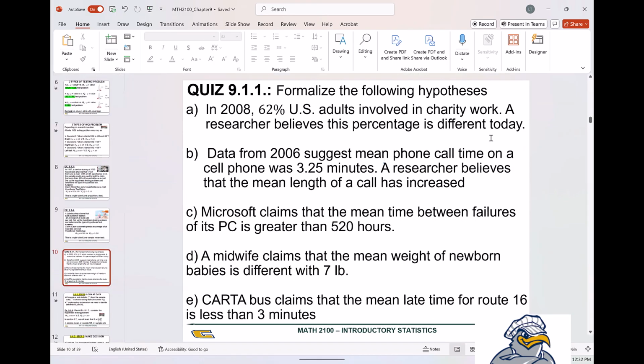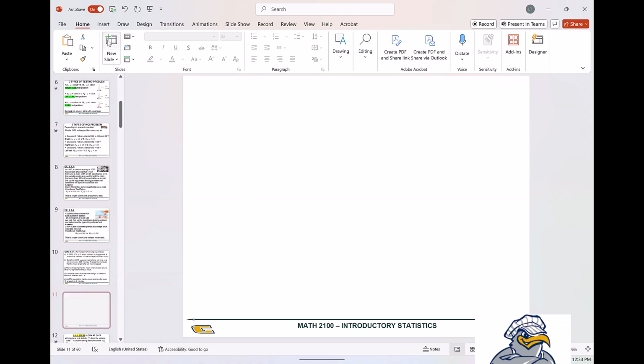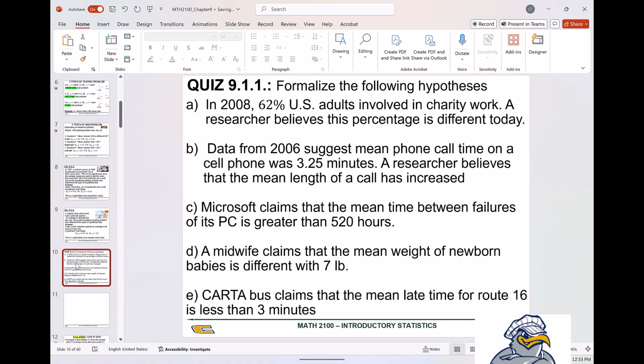So let's look at this quiz. Formalize the following hypothesis. Basically just write out what's your H naught, what's your HA. In 2008, 62% of US adults were involved in charity work. A researcher believes that this percent is different today. So let us walk through this example together. In 2008, 62%. We talk about percent, so we talk about proportion. So at the time, 62%, and there is a belief that this percent is different today.